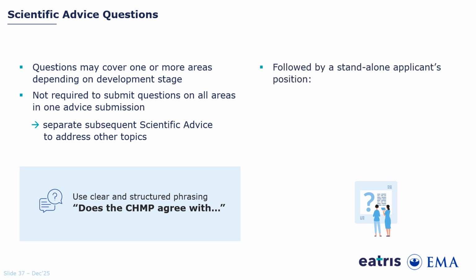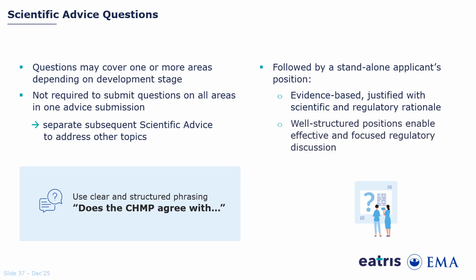And followed by a standalone applicant's position that provides a comprehensive, evidence-based justification and supported by relevant scientific and regulatory rationale. Ensuring each applicant's position is well-structured and self-explanatory will facilitate a clearer, more effective regulatory discussion. The applicant's positions should include enough data and information to be assessed without having to refer to other sections of the briefing document, though cross-references to annexes may be included for additional data.